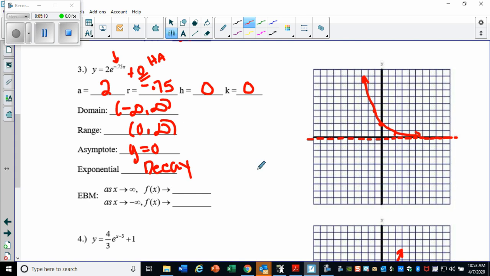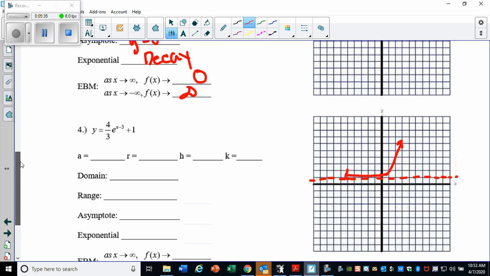Our end behavior model: as x approaches infinity, so as I go bigger and bigger and bigger towards this side, where's my graph going towards? That's going towards my horizontal asymptote, 0. On the left-hand side, where's your graph going? Your graph is going up towards infinity. All right, and now let's take a look at our last one.